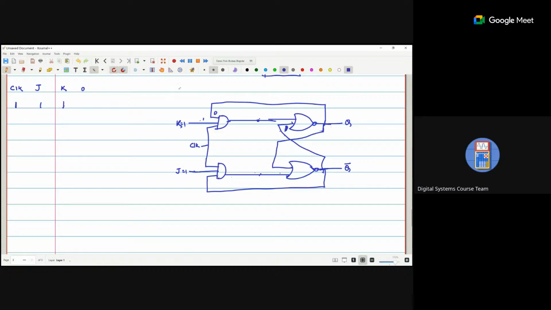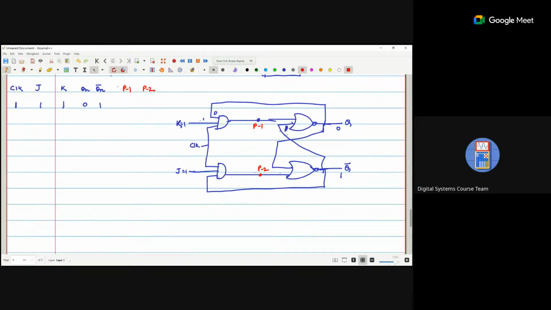Okay. Now previous Qn and Qn bar. I'm taking Qn is 0 and Qn bar is 1. So that means this is 0. Clear? Yes, sir. Now we say that this is point 1, P1, and this is point 2. So what are P1 and P2?